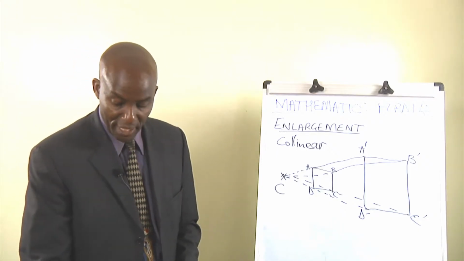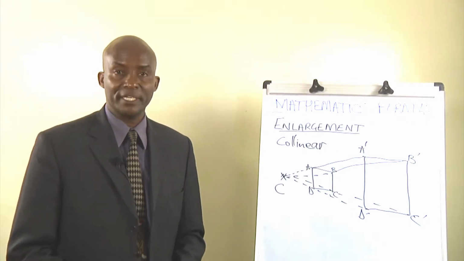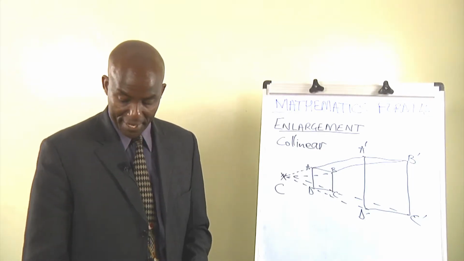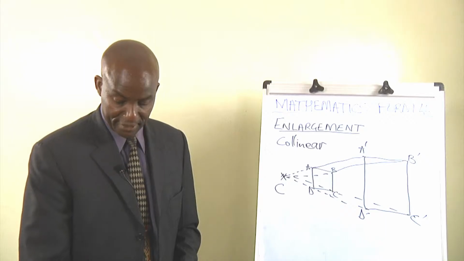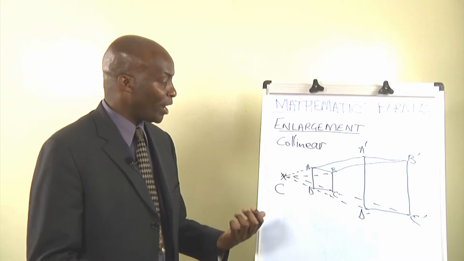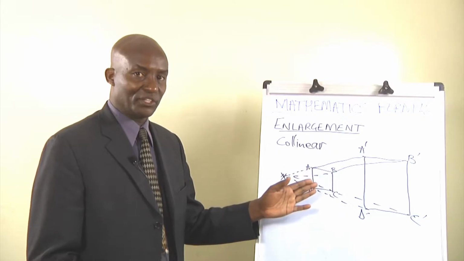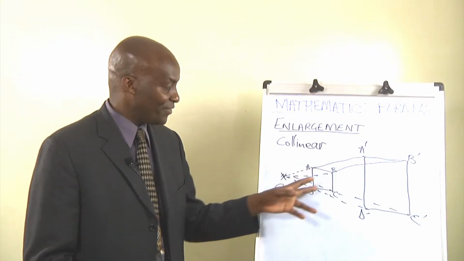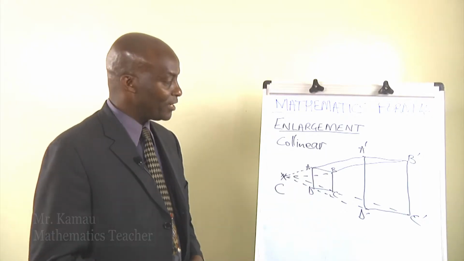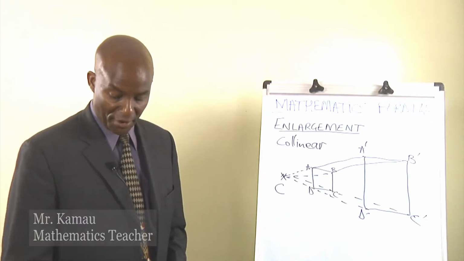The other thing about enlargement is that the center of enlargement is the only point that remains fixed unless the scale factor of enlargement is 1. If the scale factor is 1, of course we have the object points and the image points coinciding, and therefore the other points will also remain fixed. But for any other scale factor, the center of enlargement is the only point that remains fixed.